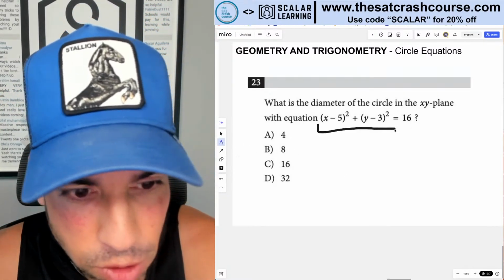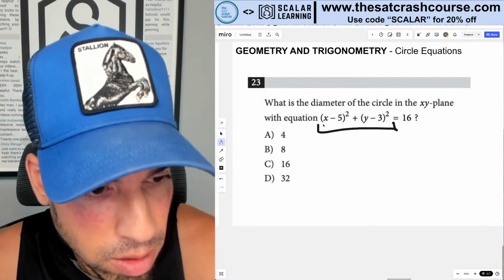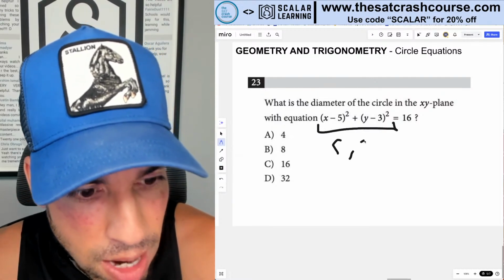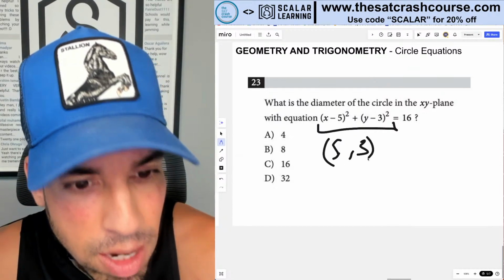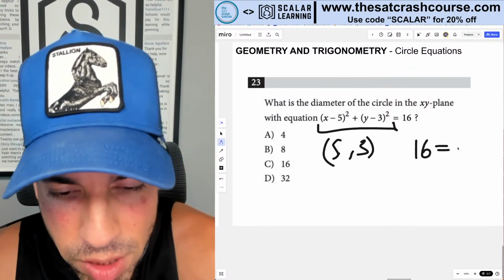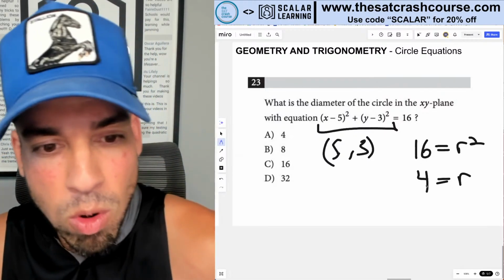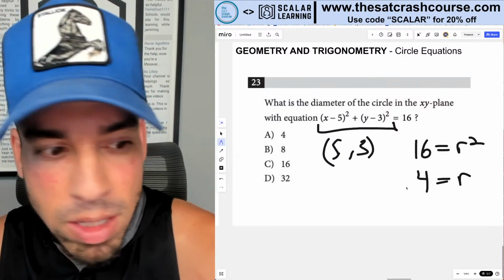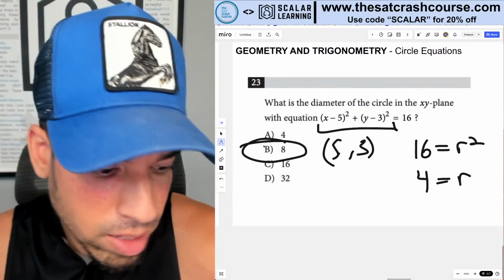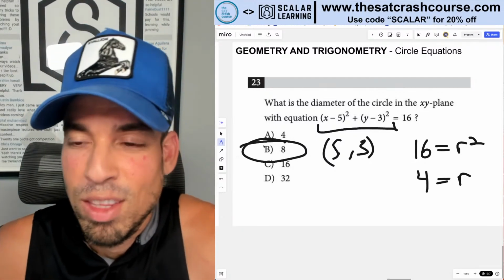Remember, the equation of a circle is written this way, which means my center is at 5, 3, right? That's h and k. And on this side is radius squared. So if 16 is radius squared, that means the radius is the square root of 16, which is positive 4. But the radius is half the diameter, which means the diameter has to be 8. And there we go, guys.